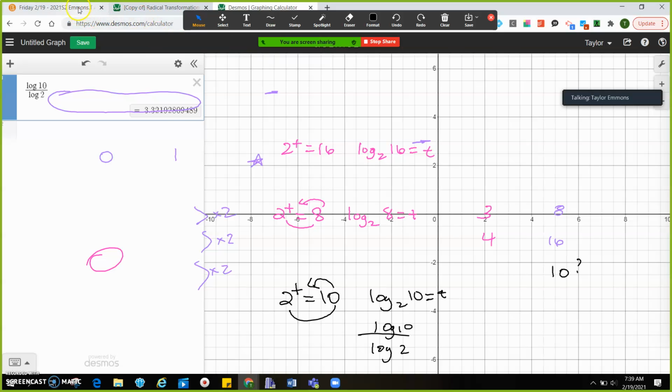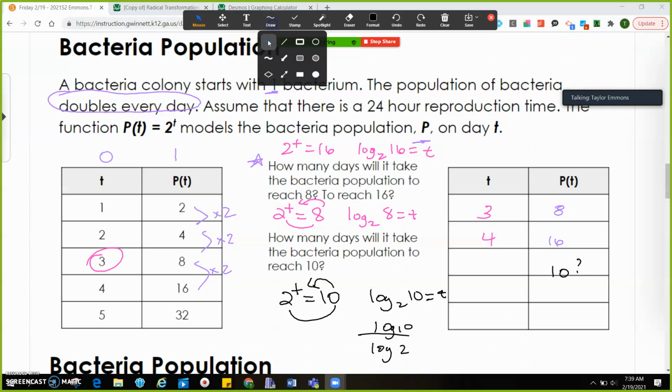So come back over here. It's going to take us about 3.32 days. Okay, so 3 days and a third of a day, right?